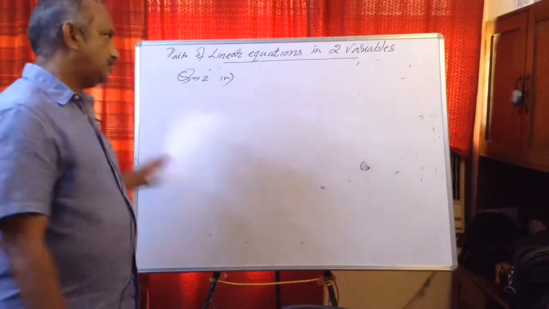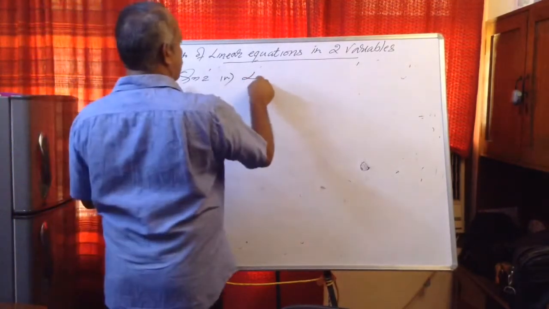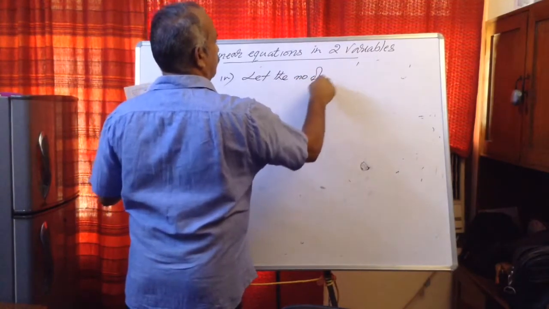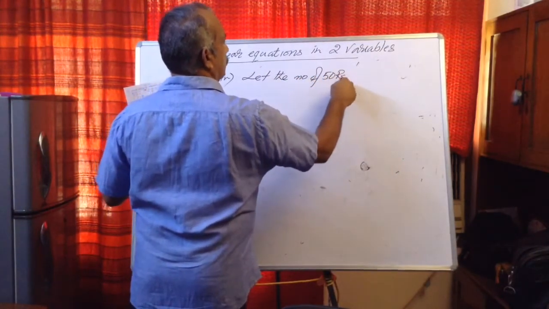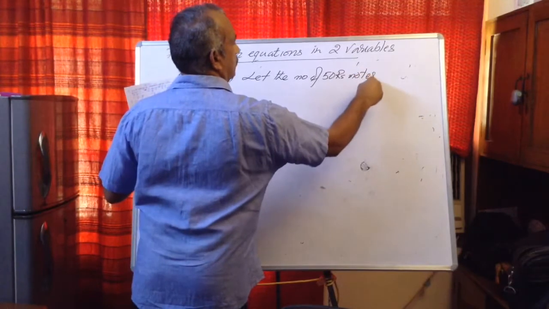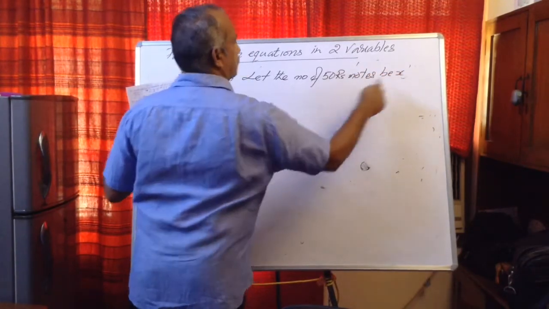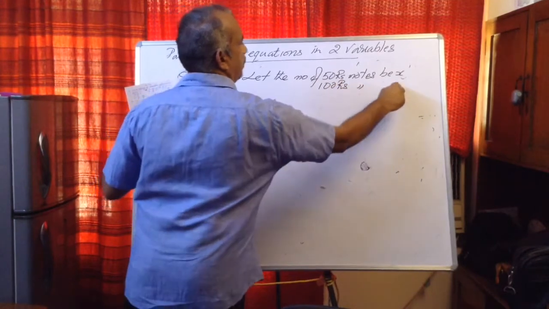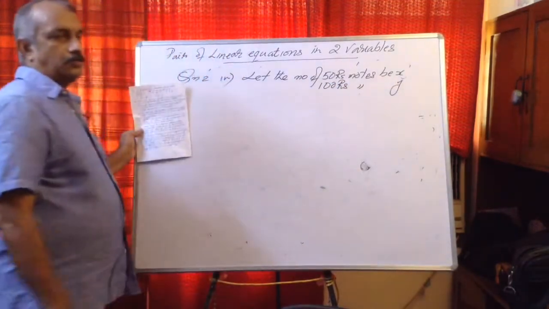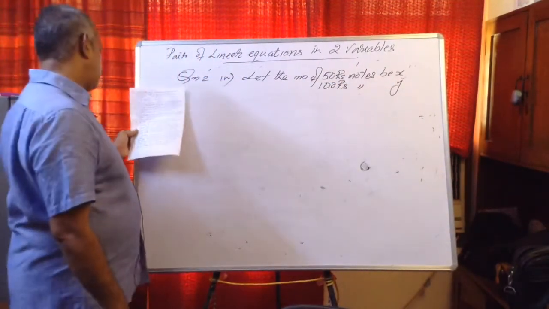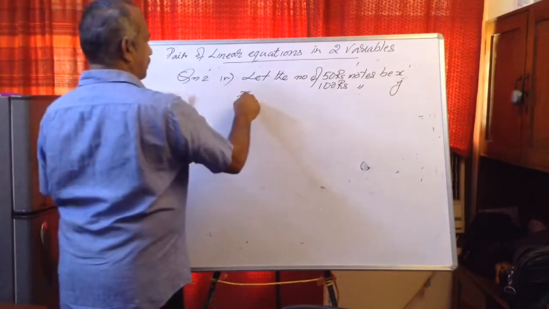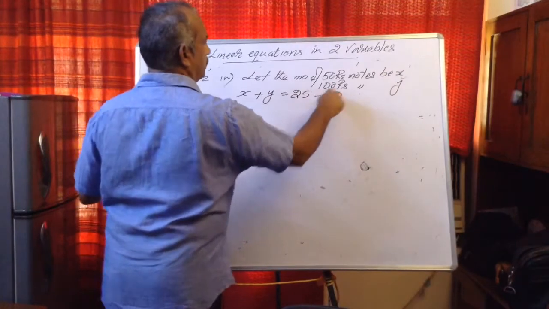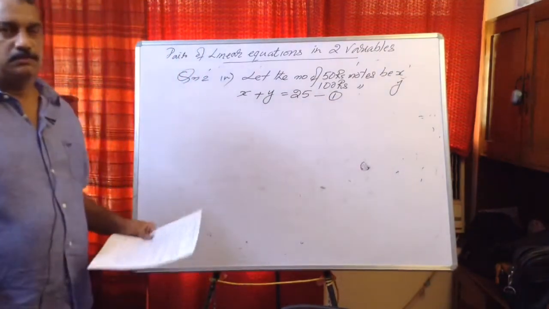How many notes of 50 and how many notes of 100 did she receive? So we'll assume any one: let the number of 50 rupee notes be X and 100 rupee notes Y. Now, how many notes in total did she get? Total 25. So the first equation: X plus Y is equal to 25, because in total she got 25 notes. Now the second one.